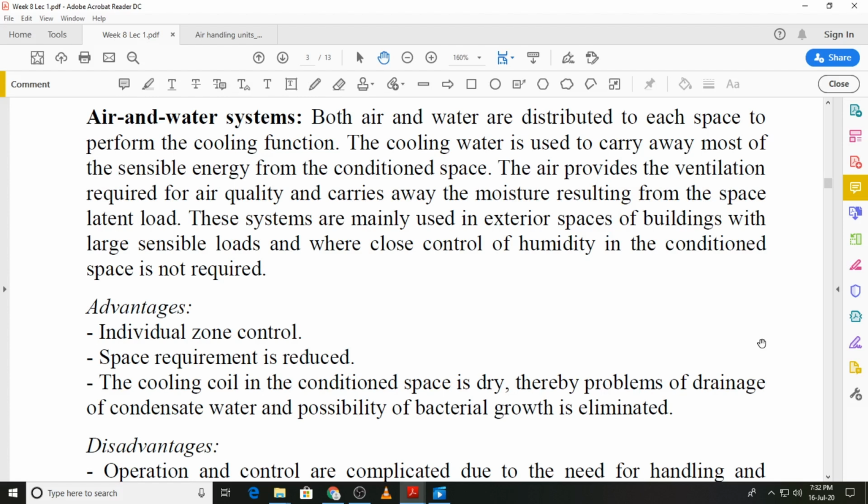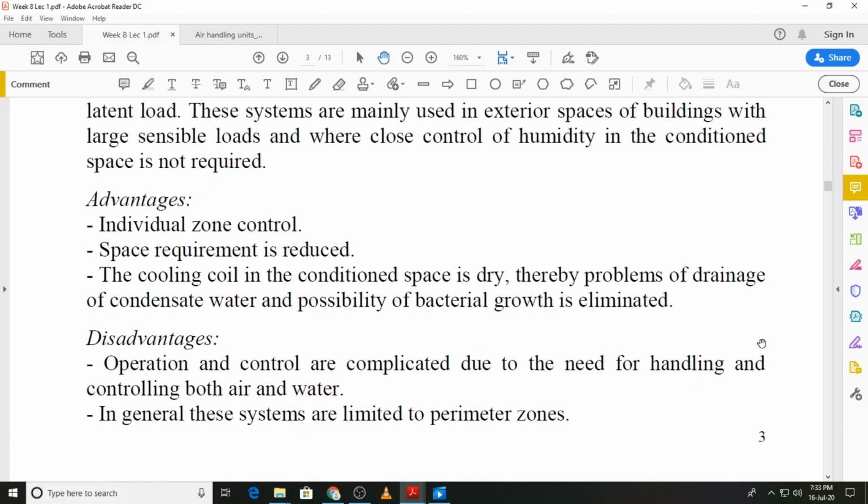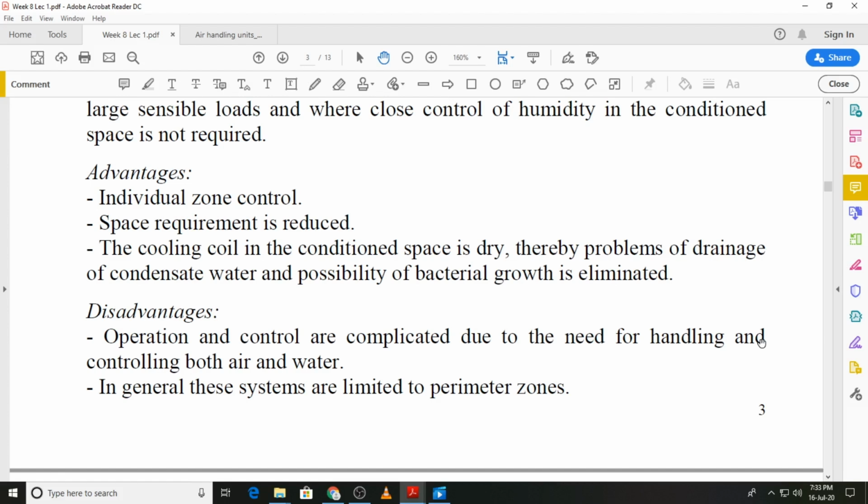The space requirement is somewhat reduced, and the cooling coil is in the conditioned space, but it is dry, so the problem of condensate that will have to be drained away is not present, and that also eliminates any risk of bacterial growth. The disadvantage is that operation and control is quite difficult, in the sense that we need to control both the flow rate of water and air and their temperatures, and as I mentioned earlier, the usage is suitable for perimeter zones where we have large sensible loads.